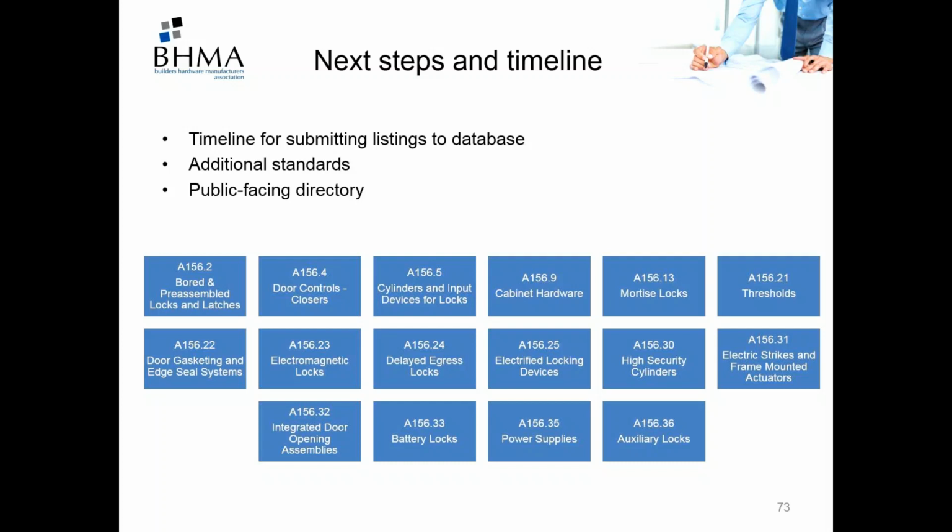The timeline for submitting the listings to the database, we're going to try to be done by the end of the year. But those that were in group 2 and 3 are ready to go. Additional standards that you saw that are still pending are in groups 4 and 5, I believe, and are being worked on. The public-facing directory, we started work on that, and an outside group of users has been selected to help us. We have some architects, some spec writers, some product managers, a few individuals that helped us create the fields for the database are involved in that, and you'll be hearing more about that as we move through it.